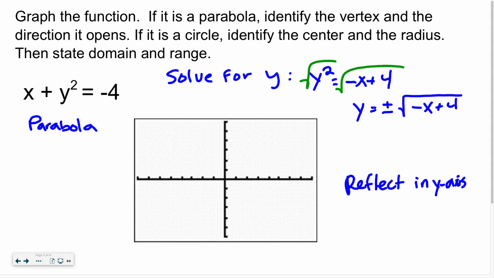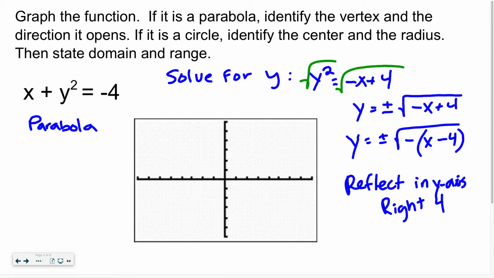In order for you to determine the left-right shift, you have to factor out the negative from the h. So I'm going to take out the negative from both terms. Since x was negative, it becomes a positive. Since the h looked like a plus 4, it's actually a negative 4. And this graph really moves right 4.